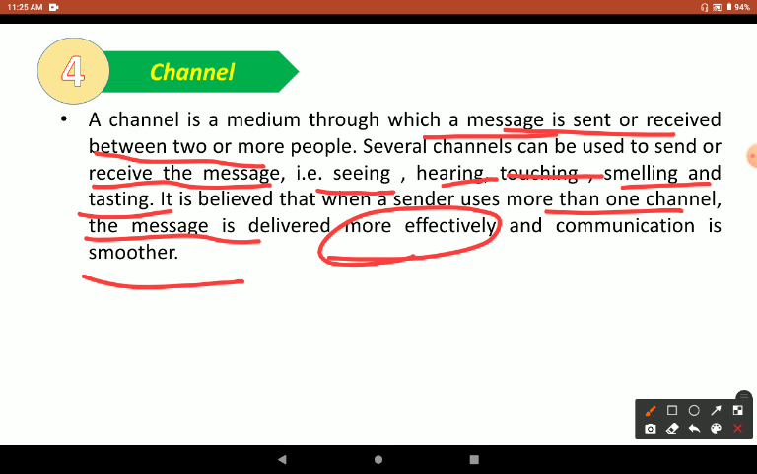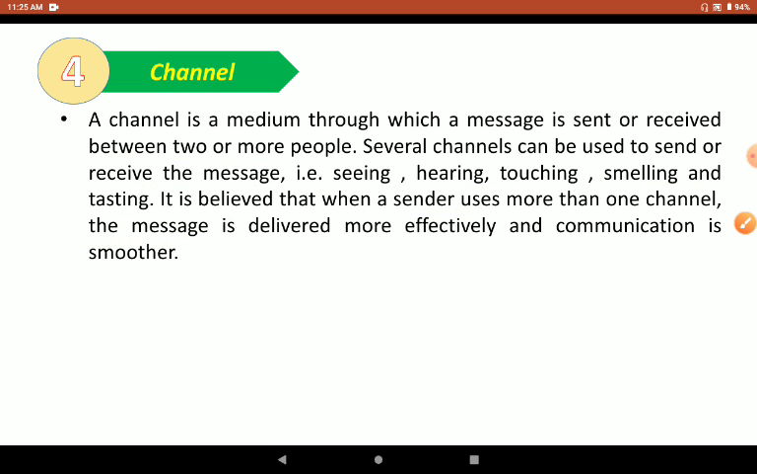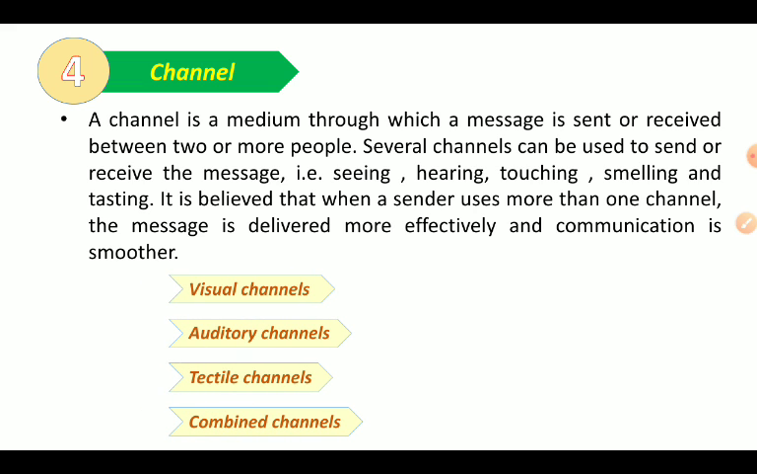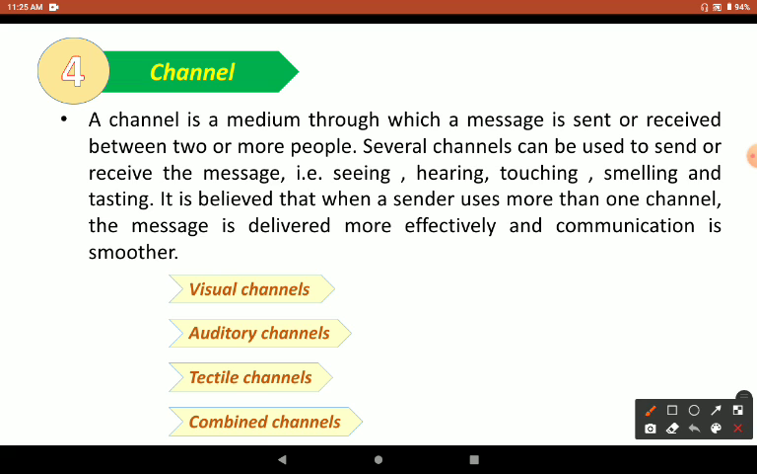Or otherwise, if simply I am speaking and in front of you nothing is there, so you can't understand the matter properly. Okay, so this is the important factor, means if the more channels we are using for the communication, that will be good for better understanding and the communication process will be smoother. So here the channels are of four types, that is visual channels, auditory channels, tactile channels and combined channels. So we will see one by one, what is visual channels.